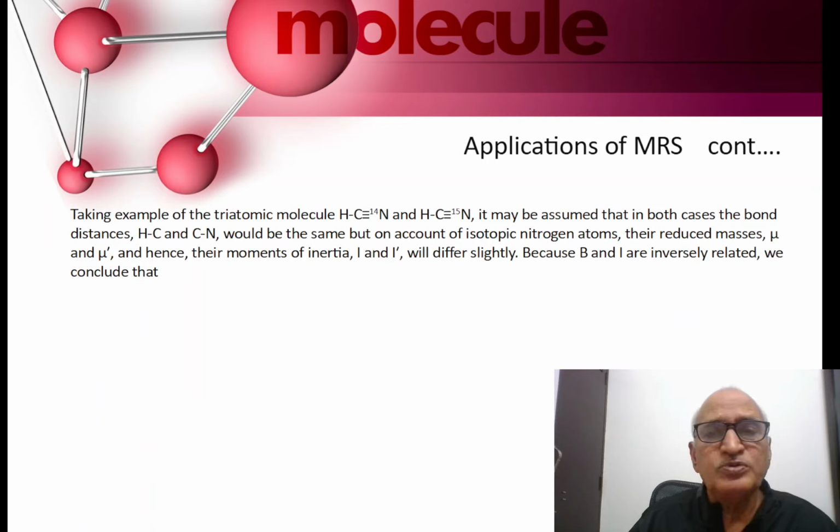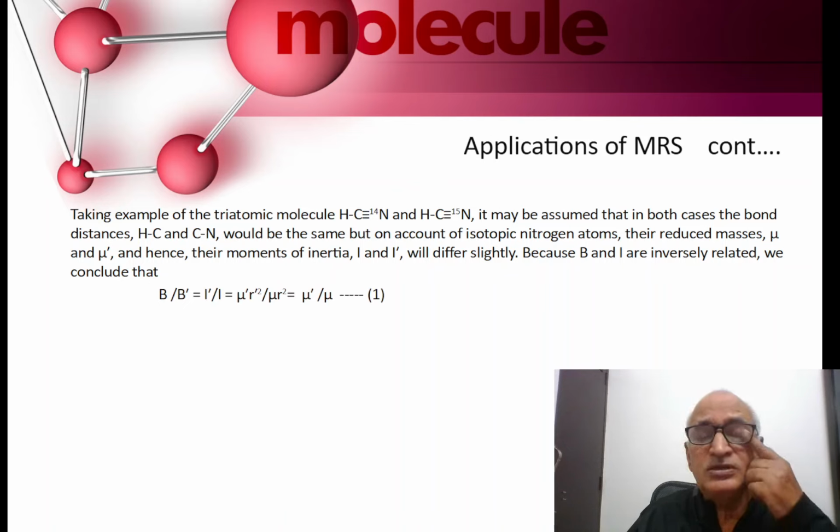Use of isotopically labeled molecules. As I told earlier, if there are more than two atoms in the molecule, for example, a triatomic molecule, we need to determine two bond distances. This is a bit complicated. We require isotopically labeled molecules, and the details are described over here.